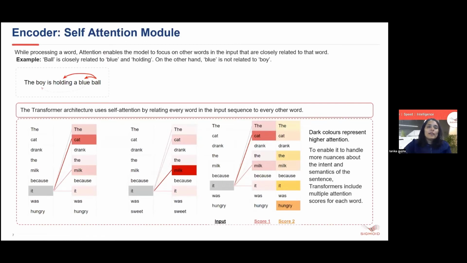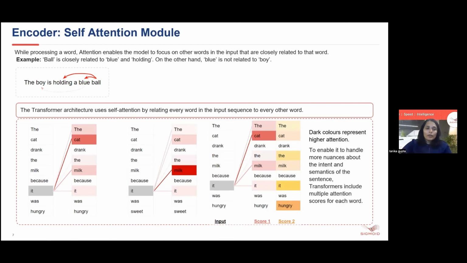So now let's try to understand what exactly self-attention is. The self-attention module enables a certain word to focus on other words in the input that are closely related to it. For example, if I have a sentence, the boy is holding a blue ball, over here the ball is related to blue and holding, but the word ball is not related to the boy. So when we look at the attention, we are able to understand the context or the semantics of a certain word and its relation to the other words.